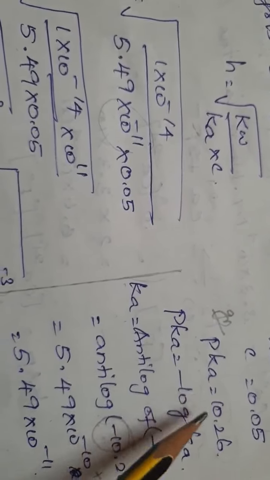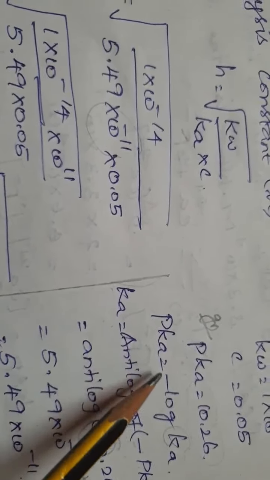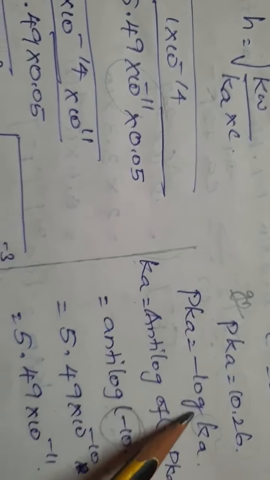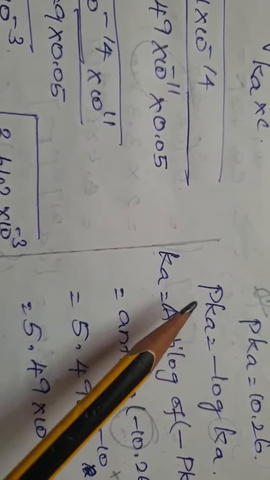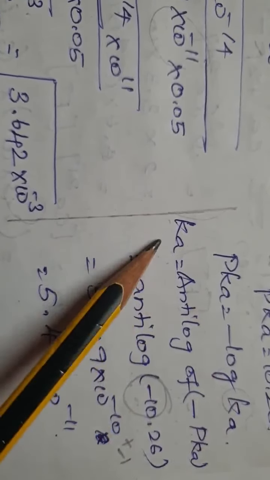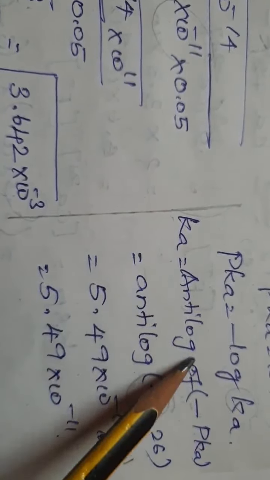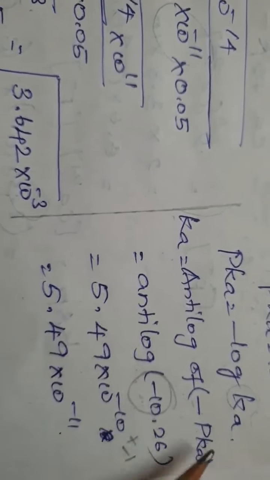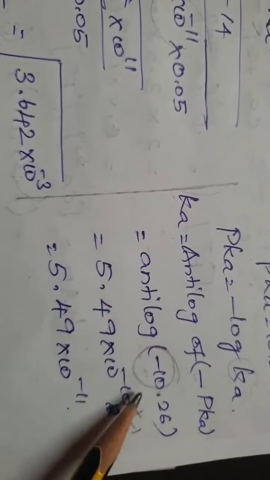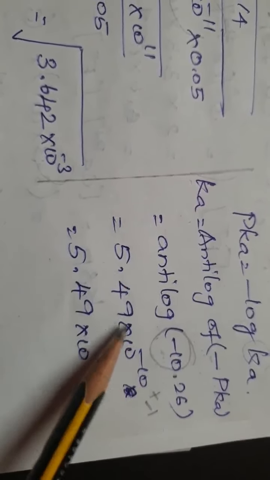From this pKa value, can you calculate Ka? pKa is equal to minus log of Ka. Just as pH is equal to minus log of H plus, the same way pKa is equal to minus log Ka. Then take this to the left-hand side, which means Ka is the anti-log of minus pKa, because the pKa value is given and Ka is the unknown value. So the anti-log of minus 10.26.